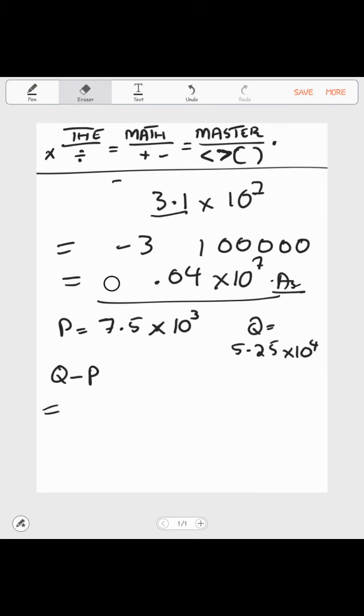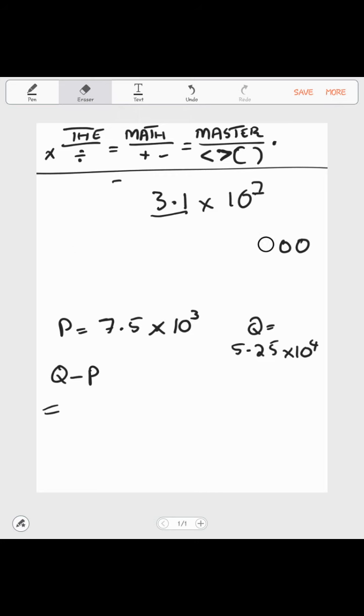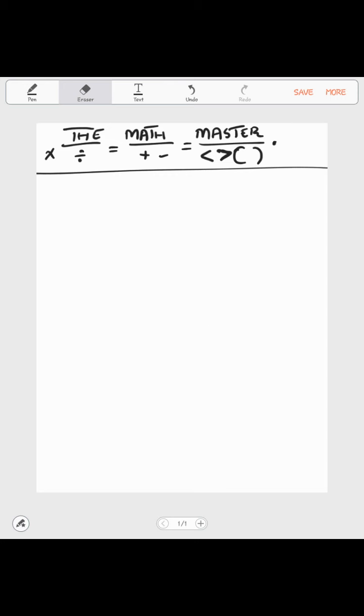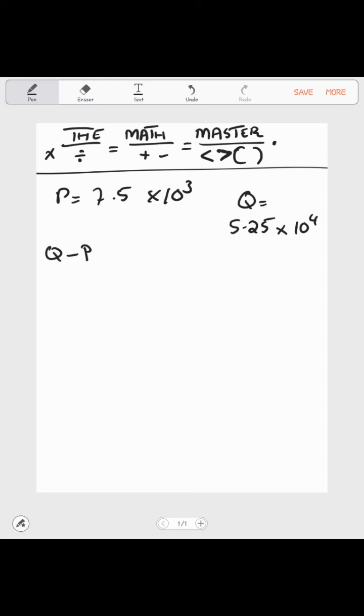Let's erase this question. We have been through this. Alright, let me just write it down again real quick. Now Q minus P should be a piece of cake for you because you've done this question last time as well. 5.25 into 10 to the power of 4 minus 7.5 into 10 cube. That's right.